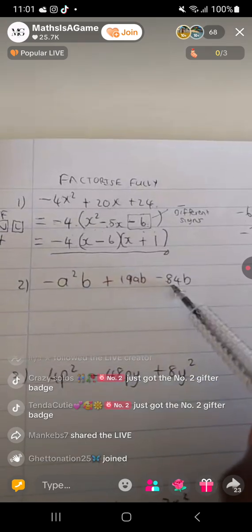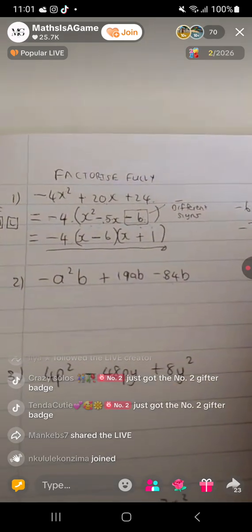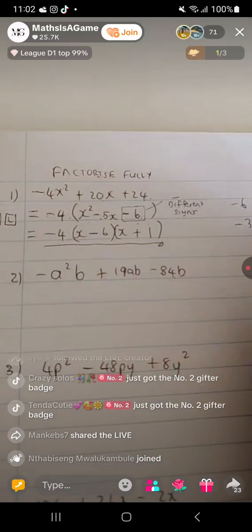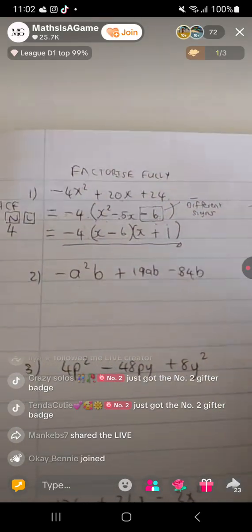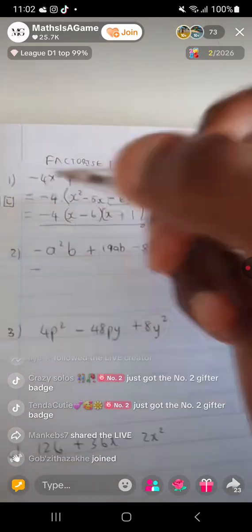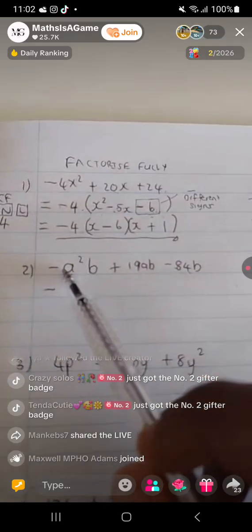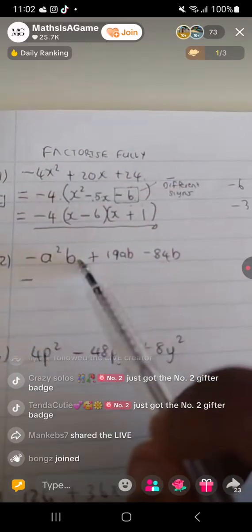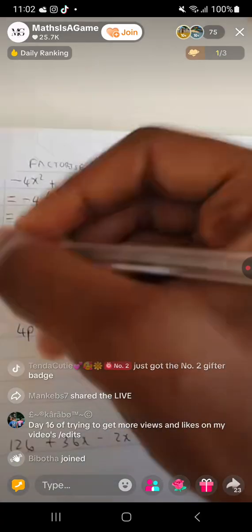Again, how many terms in the expression? 3. Secondly, is there a highest common factor? Yes. What is the highest common factor? The sign is negative, the number is 1, and then the letter is b.